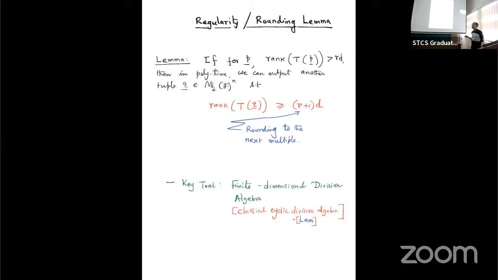So isn't this just a corollary of the fact that the rank has to be a multiple of D? Yeah, so that is also not easy. Okay. So you're saying that this statement is equivalent to that statement? Yeah, and proving the statement requires the objects. Okay.